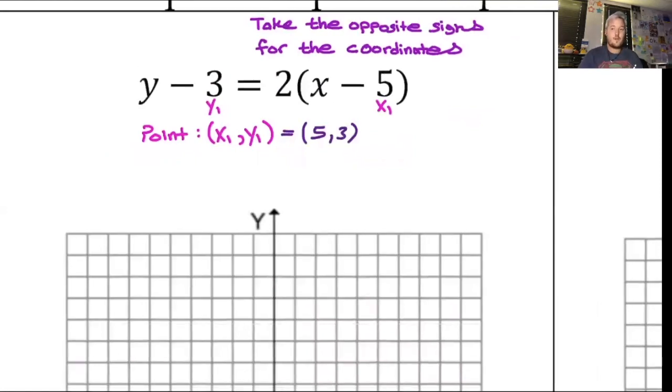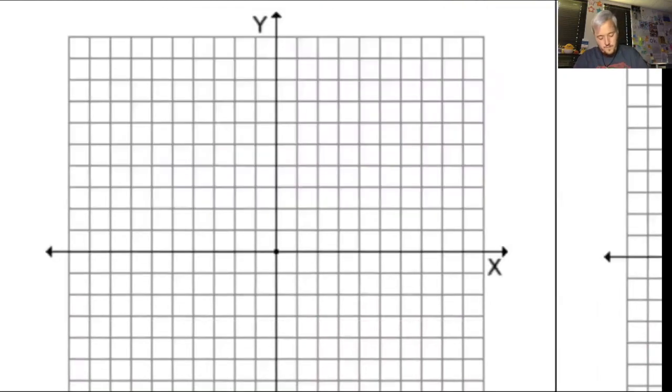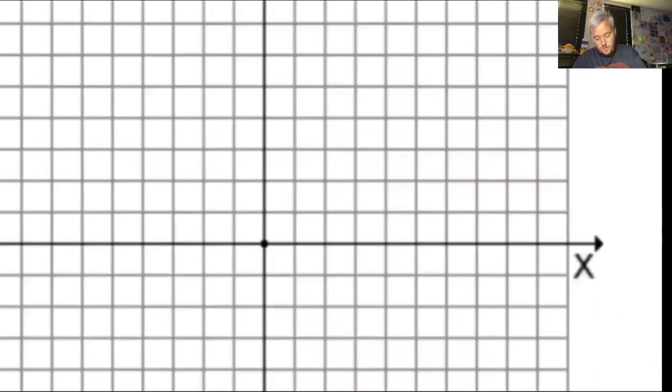So what I'm going to do is start with the point. So just like when graphing slope-intercept form, you have to start with the y-intercept. With point-slope form, now you have to start with the point. You're still starting with a starting point. All right, so here is 5, 3.